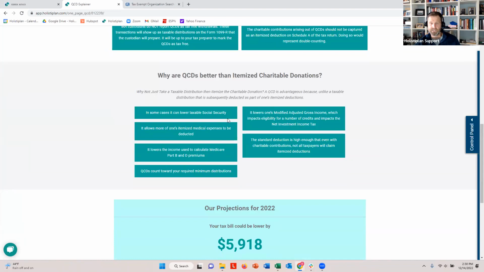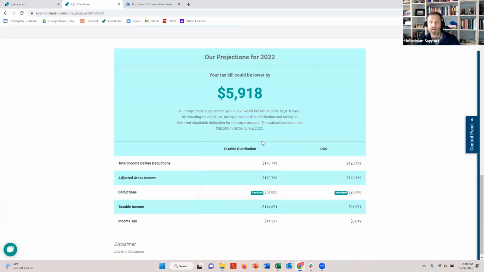So Adam, this kind of gets to what you were talking about right here. And then you can actually show on screen, here's the difference, right, between doing a taxable distribution and making the same charitable contribution versus a QCD, right?